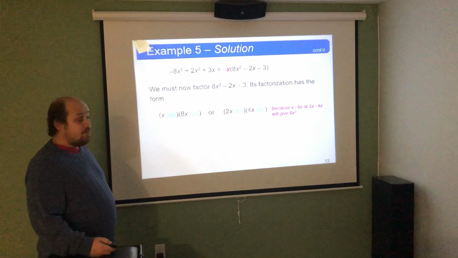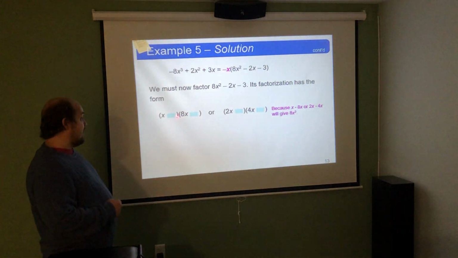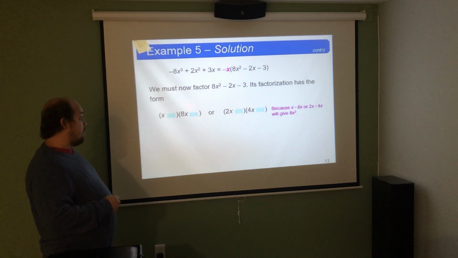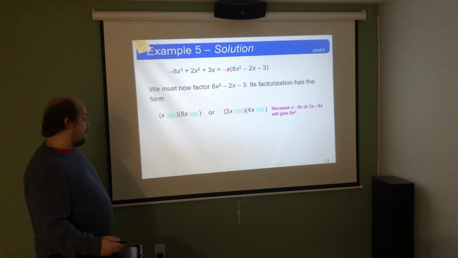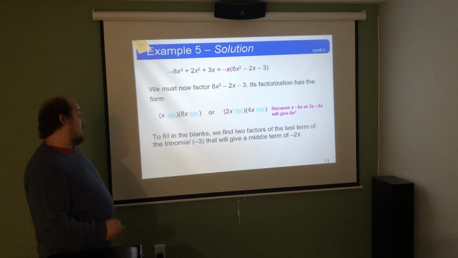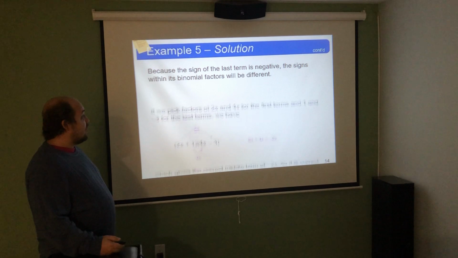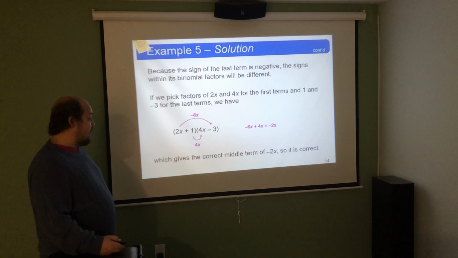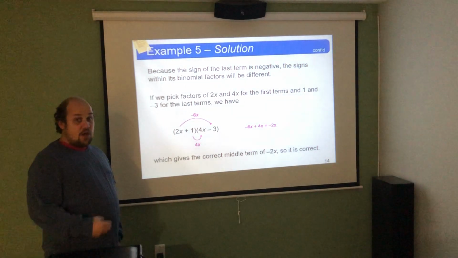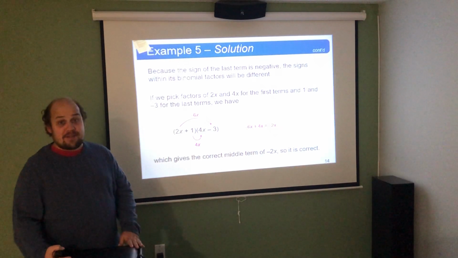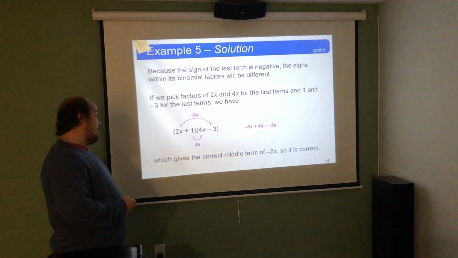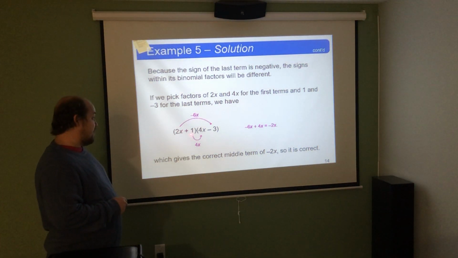So, we see that these are the 2 possible ways that we could write it. Now that we have those 2 possible ways, we're going to fill in with either negative 1, positive 3, or negative 3, positive 1, or any combination therein for each of the 2. We're looking for the one that will give us negative 2x, so it turns out of those 8 possibilities that we'd have to check, the one that actually works is 2x plus 1, 4x minus 3.